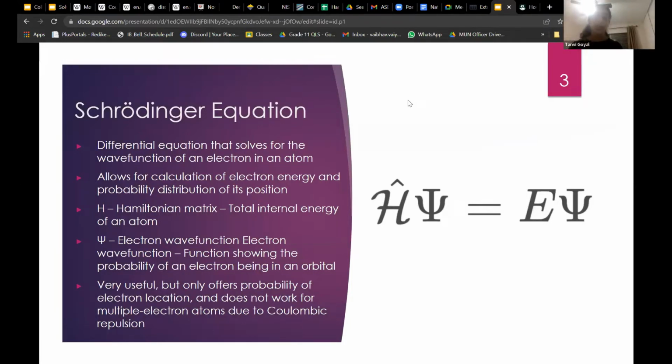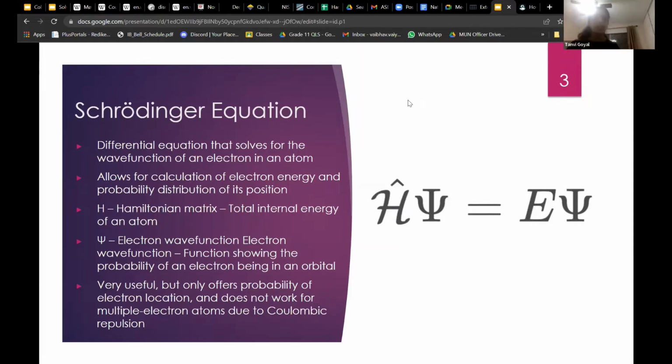First, the Schrödinger equation. One of the most fundamental equations of quantum mechanics is the Schrödinger equation, as seen to the right. This is a differential equation that allows for the calculation of an electron's wave function that describes its quantum state, as well as the energy of the electron within the atom. H hat represents the Hamiltonian operator of the atom, which is the total energy of the atom. Psi represents the wave function of the electron, and E represents the energy of the electron.